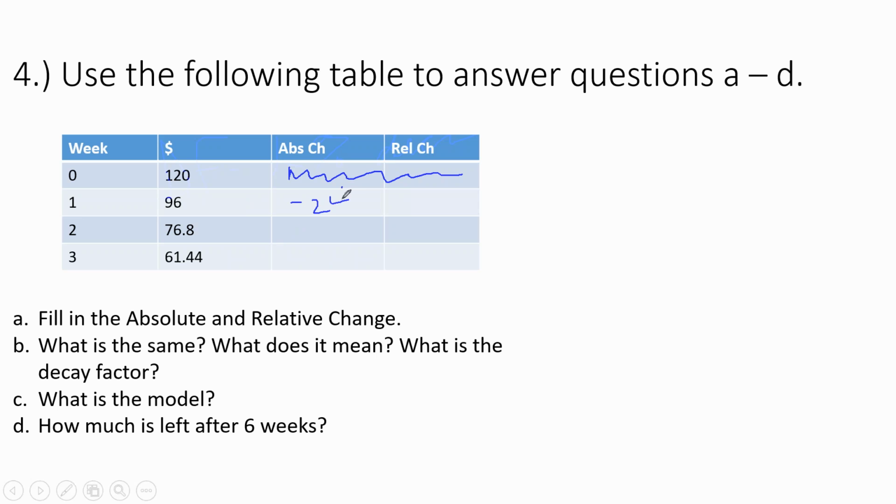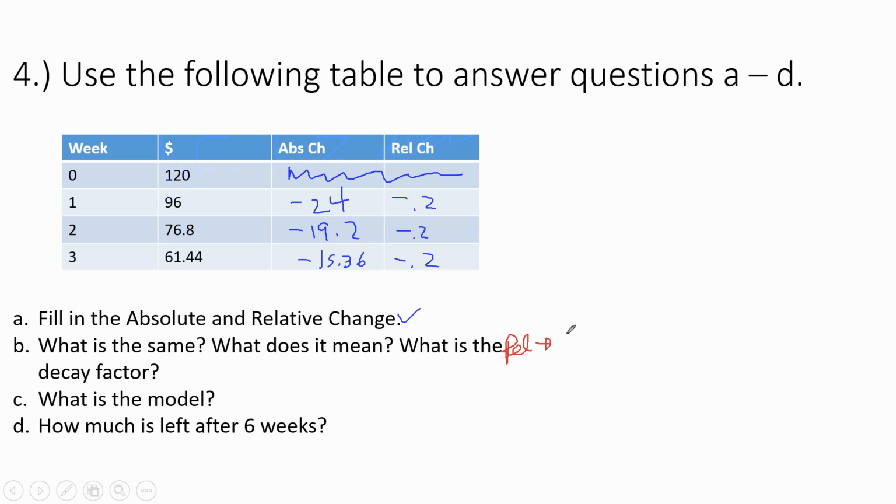Okay, so we have negative 24, negative 0.2, negative 19.2, negative 0.2. Why are all these numbers negative? Because it's a decrease, negative slope. Exactly. Since the values for the dollars are decreasing, we're going to have a negative absolute and relative change. Now what's the same, absolute or relative? Relative.